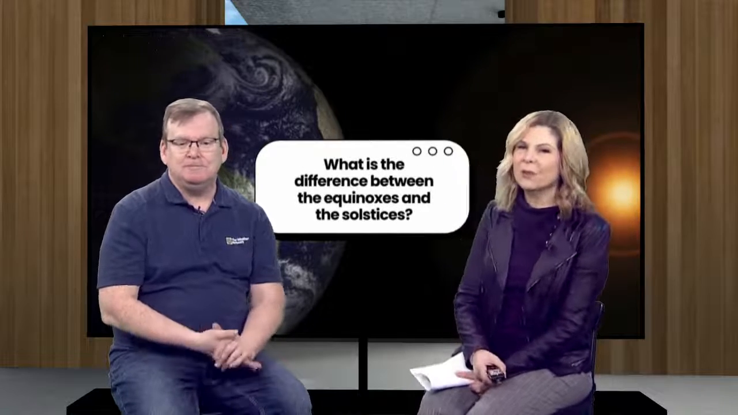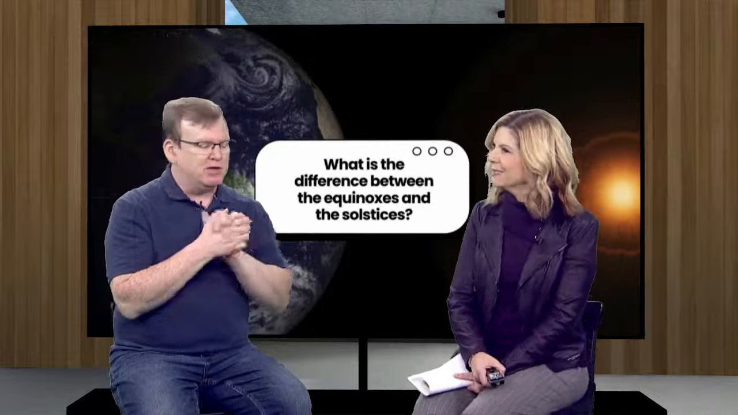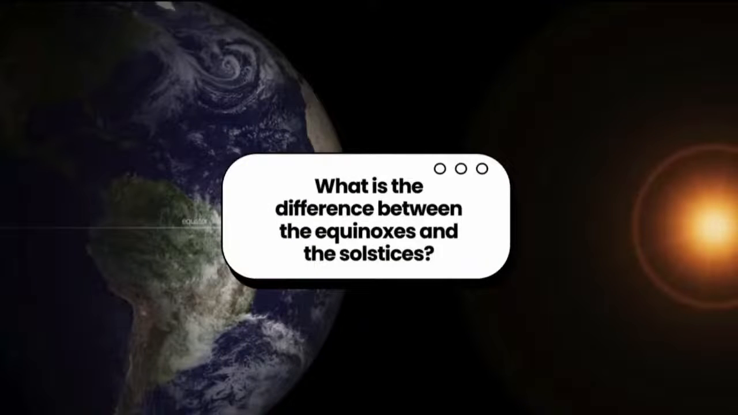Okay, let's see what else we have here. What is the difference between the equinoxes and the solstices? Okay, so the equinox is the exact moment that the sun appears above Earth's equator, because we're tilted in our axis.